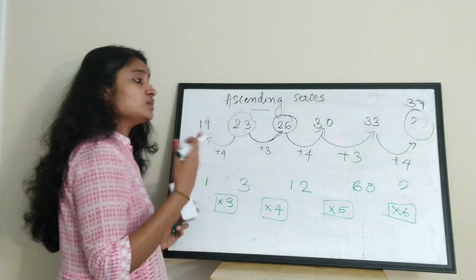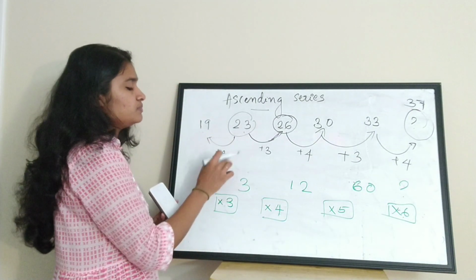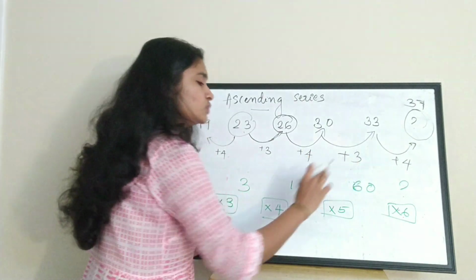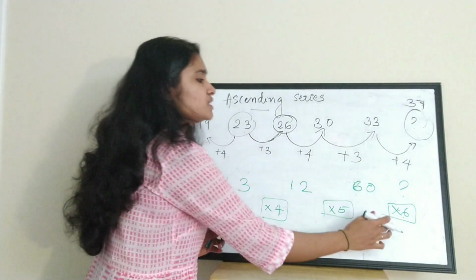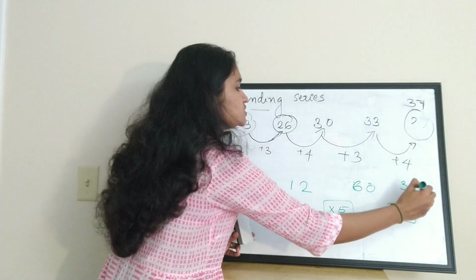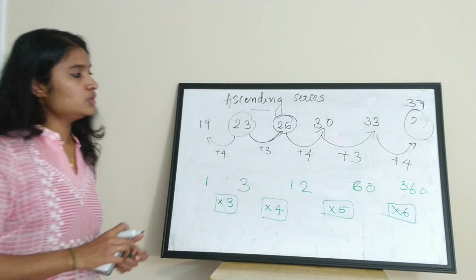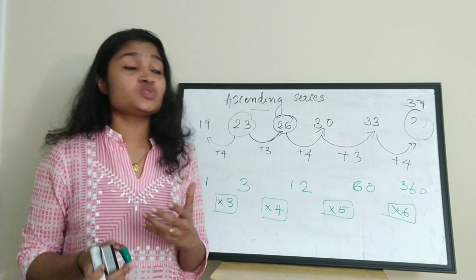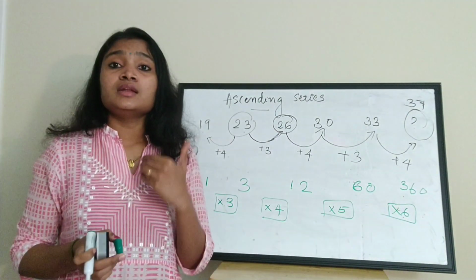Okay, so sometimes it can also be jumbled up. That is, it can be first 4 into 4, then into 3, into 3, into 4, like that. So the next number will be 60 into 6 is 360, is your next number. So this is how the ascending series is formed. This is the trick to solve the ascending number series.